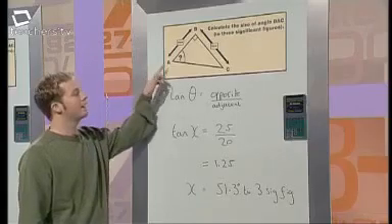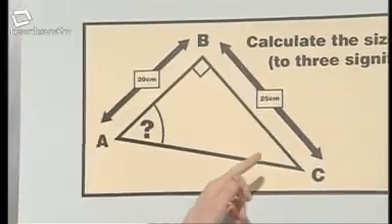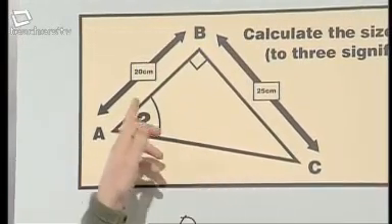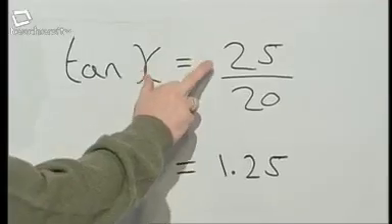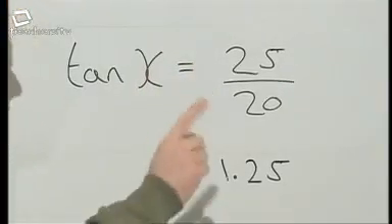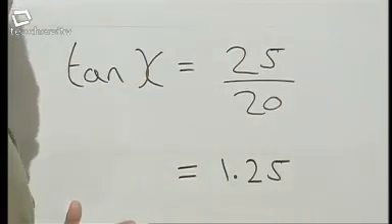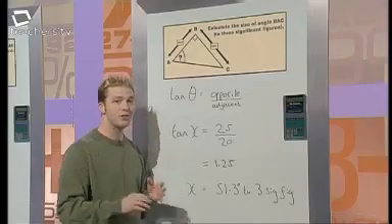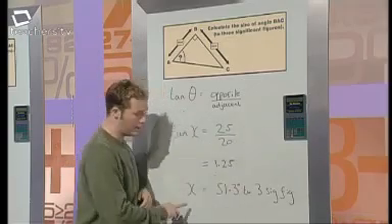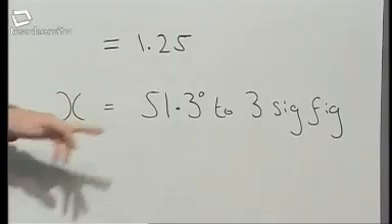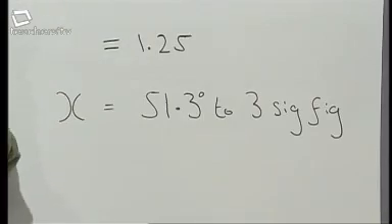I've decided to call my angle X. Now the opposite, BC, is 25 and the adjacent is 20. So tan X equals 25 divided by 20, which is 1.25. Now to find the angle X, I use the inverse tan function on my calculator. So the angle is 51.3 degrees to 3 significant figures.